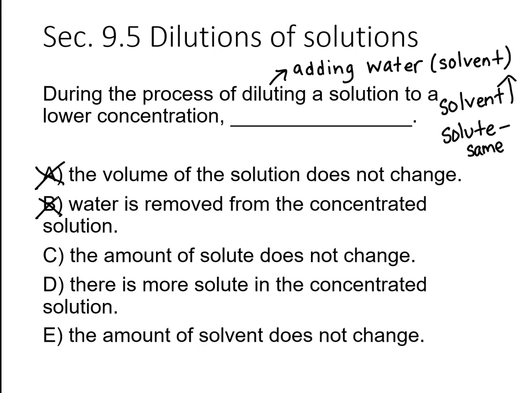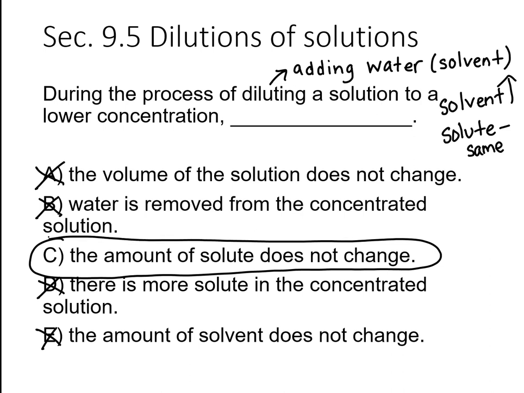There's more solute in the concentrated solution. That's not true either. The amount of solute is the same in the dilution and the concentrated solution. The difference is the solvent. So that one is a tricky one. The amount of solvent does not change. That's not true. It does change because we're adding more solvent. So we get rid of that one. That means we are left with C.